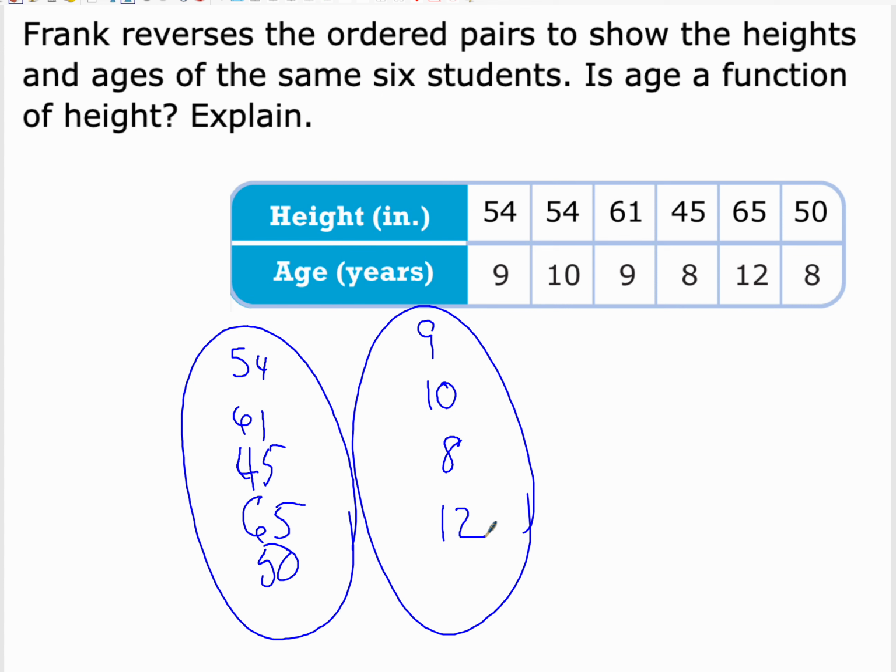So 54 goes to 9 and 10. 61 goes to 9, 45 goes to 8, 65 goes to 12, and 50 goes to 8. So is that one a function? No, because of 54. They did that just to give us another example of seeing not a function. If you reverse the numbers, it doesn't change what it is.